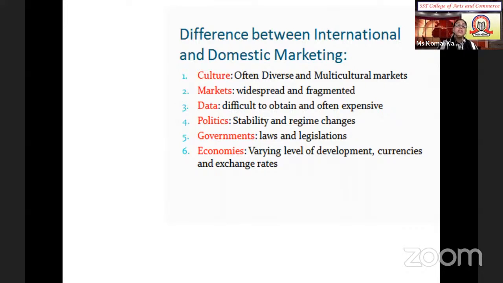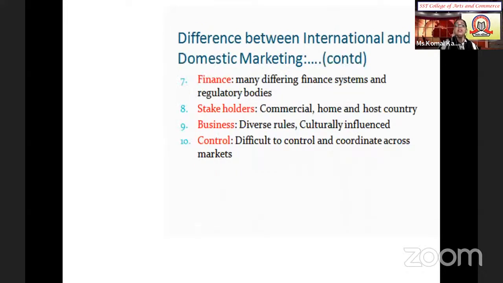Economics, varying level of development. Domestic country may have a different level of economic development, different currency and different exchange rates, whereas all these differ for different nations worldwide. Finance, many differing finance systems and regulatory bodies. Stakeholders, commercial, home and host country. Stakeholders that put effect on business are also different from domestic to international business. Business, diverse rules. There may be very few easily followable business related rules in domestic country, whereas there may be different rules, maybe complicated, complex rules, culturally influencing rules.